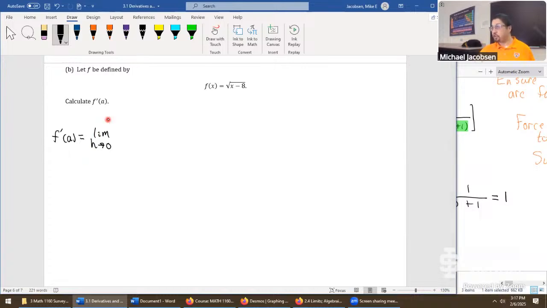So limit h goes to 0, f at a plus h, minus f of a, all divide by h. So that's our formula. We don't have an a value. We're not going for a tangent line equation. We're going for the total derivative. We want to know the slope at every single point in the domain of this function, in other words.